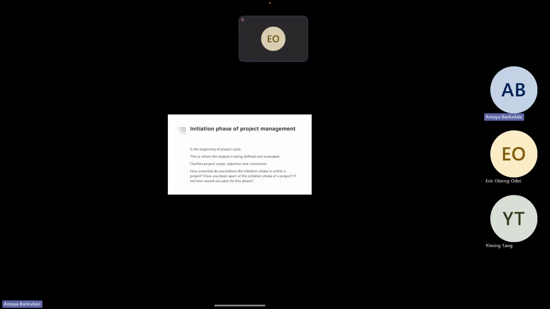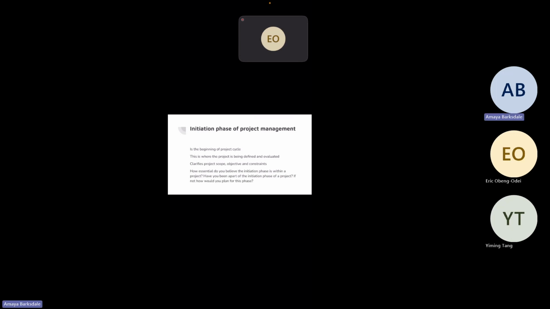On the next slide, I'm talking about the initiation phase of project management. It is the beginning of the project cycle. This is where the project is defined and evaluated. It clarifies the project scope, objective, and constraints. This leads me into my first question: how essential do you believe the initiation phase is within a project? For my answer, I feel that it's the beginning.